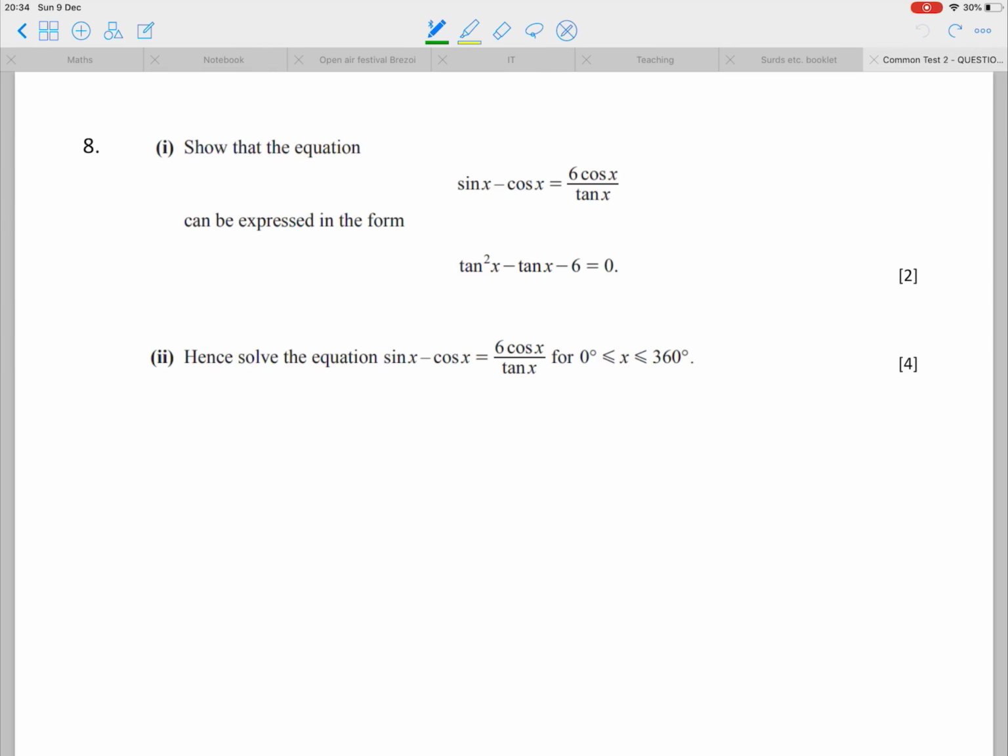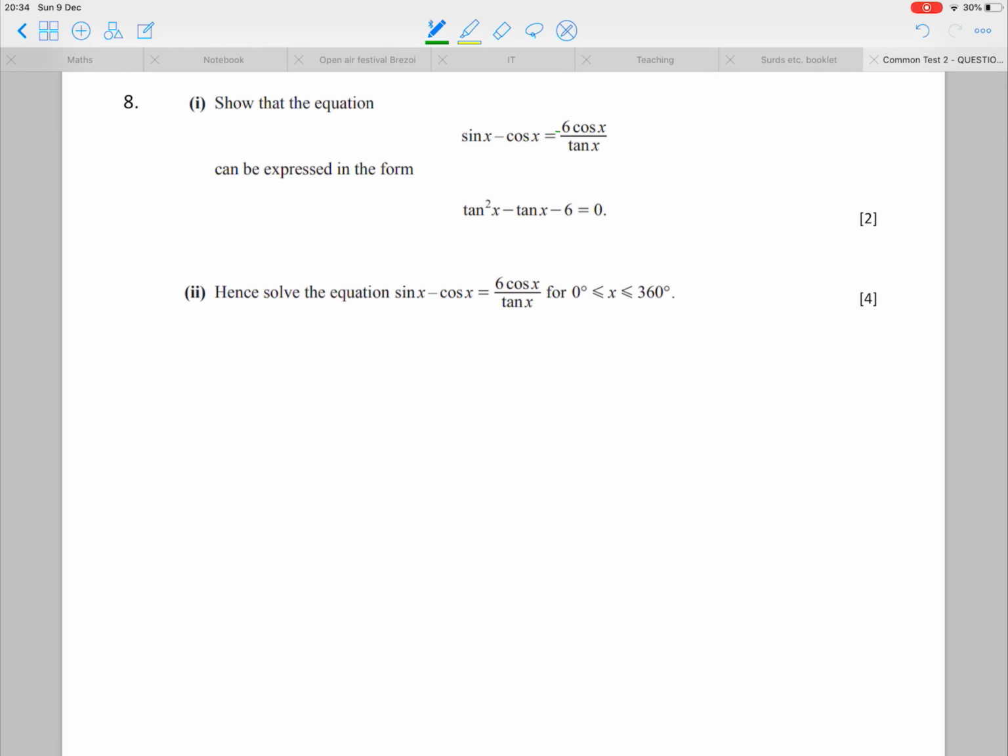Okay, the most obvious thing to do here seems to be to multiply both sides by tan x. But it's actually slightly easier if you first... Do you know, maybe we should do that. I'll show you what I was thinking. If you write that right-hand side as 6 cos x over sin x over cos x, and therefore you can write it as 6 cos squared x over sin x, the whole thing becomes quite a lot easier. But let's do it the way that most people probably would tackle it.